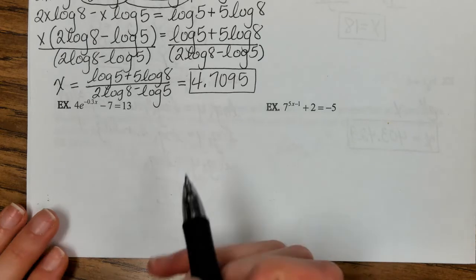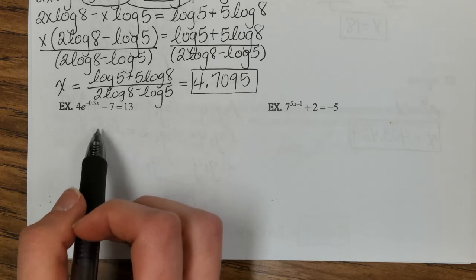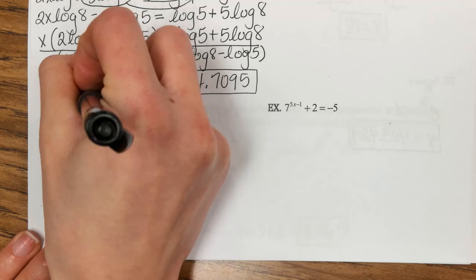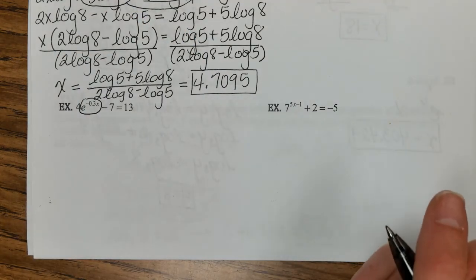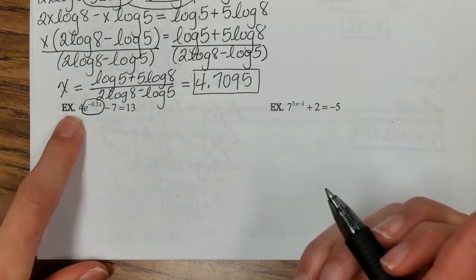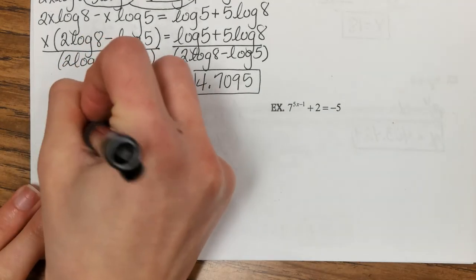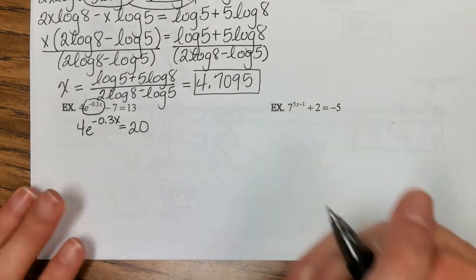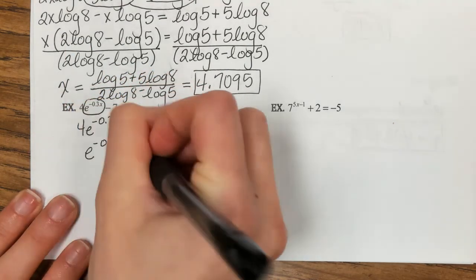So, I've got 4 times e to the negative 0.3x minus 7 equals 13. I need to get e to the negative 0.3x by itself. So I'm going to add 7 first. Some of y'all are still messing up how to do this. There were so many of y'all a few units ago just dividing by 4. You've got to add or subtract first. Okay, so I'm going to have 4 e to the negative 0.3x equals 20. Divide by 4 and I get e to the negative 0.3x equals 5.